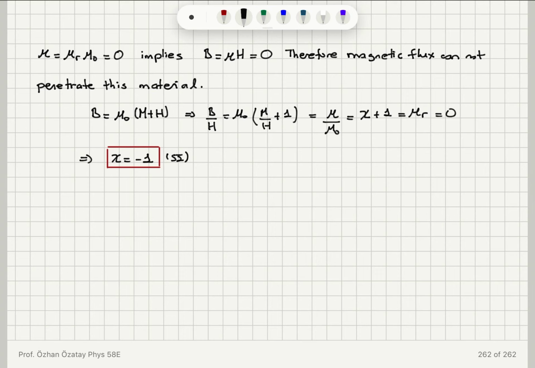And what material has this property? If you have a susceptibility of minus 1, that means we have a perfect diamagnet, and the perfect diamagnet is a superconductor. Due to the Meissner effect, they have no magnetic flux inside. The flux is expelled and the susceptibility is minus 1.